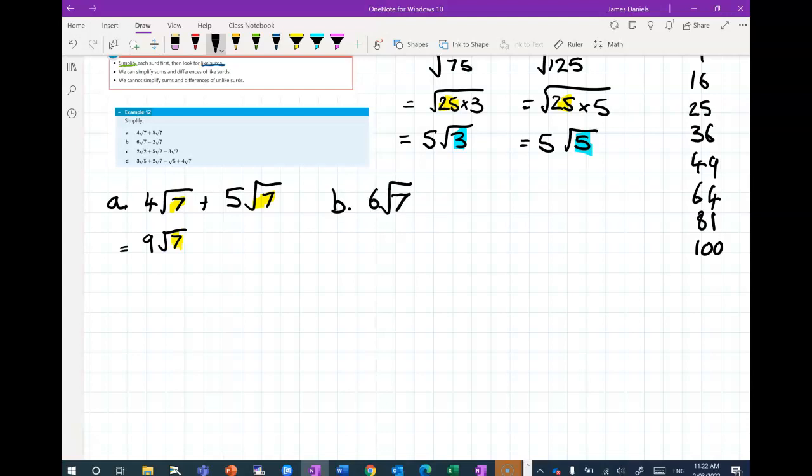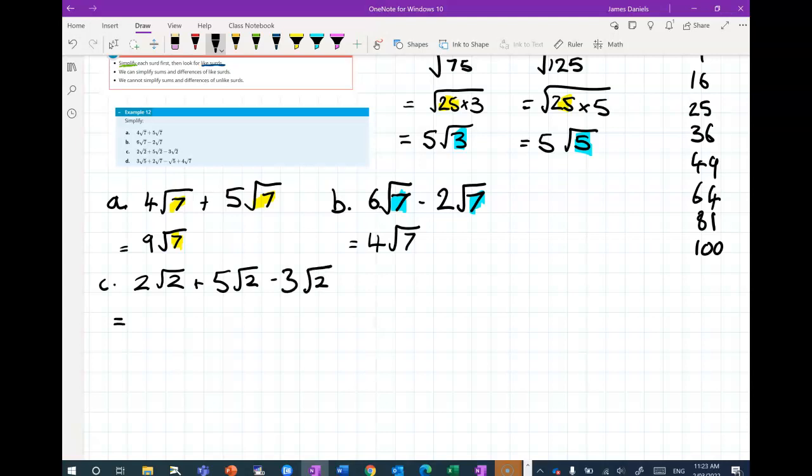6 lots of root 7 minus 2 lots of root 7. Now once again, if I can identify like surds, yes, they're alike, I can do addition and subtraction. Here we have subtraction. So 6 root 7s minus 2 root 7s would leave 4 root 7s. All right, on to C. 2 root 2 plus 5 root 2, beautiful like surds, minus 3 root 2. I have 2 lots of root 2 plus 5 lots of root 2, which is 7, minus 3, which is 4 lots of root 2.